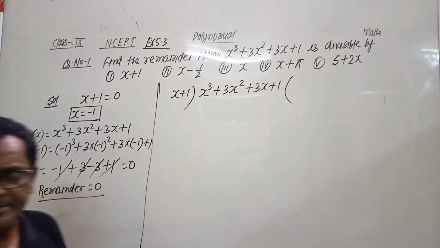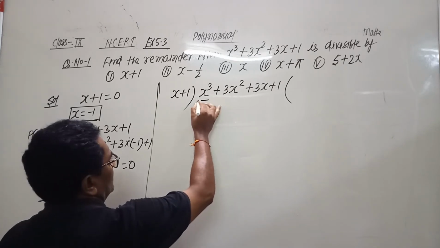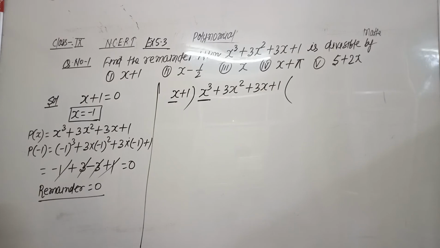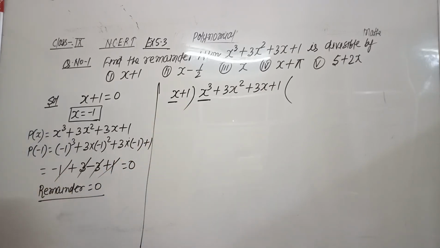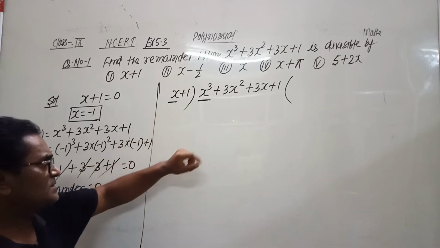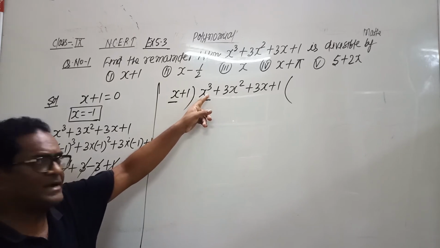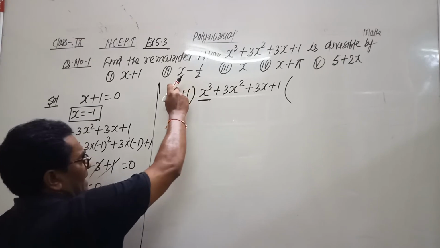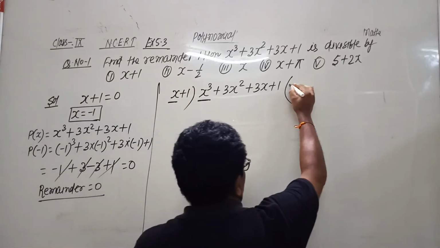So to divide this, we have to observe the first term of both divisor and dividend. The first term of the dividend is x cube and the first term of the divisor is x. So divide x cube by x. X cube divided by x, we get x square. So here we will write x square.